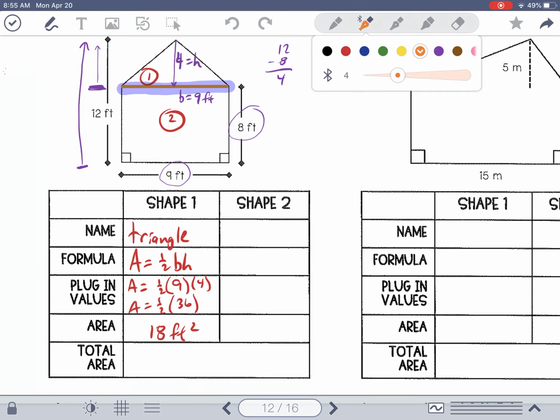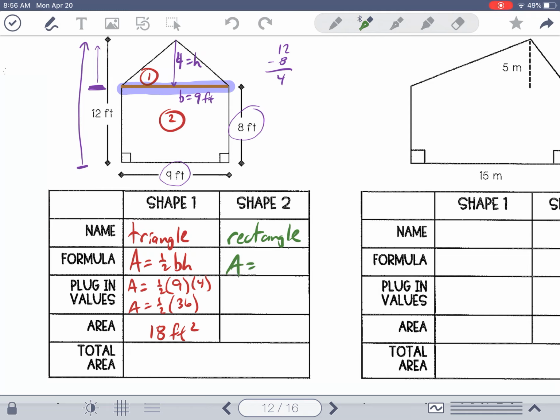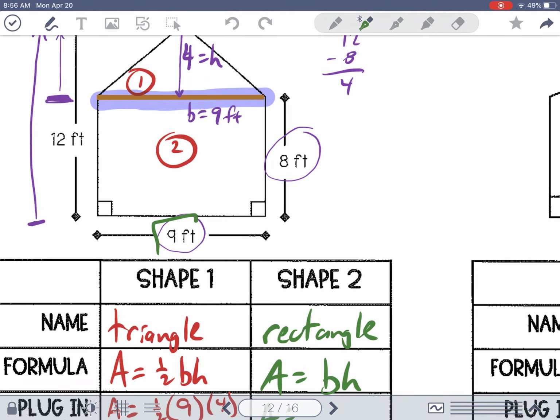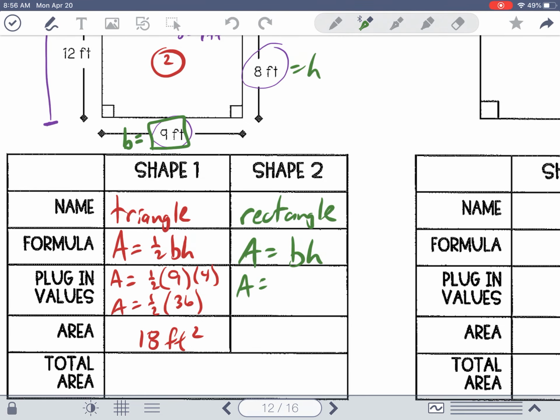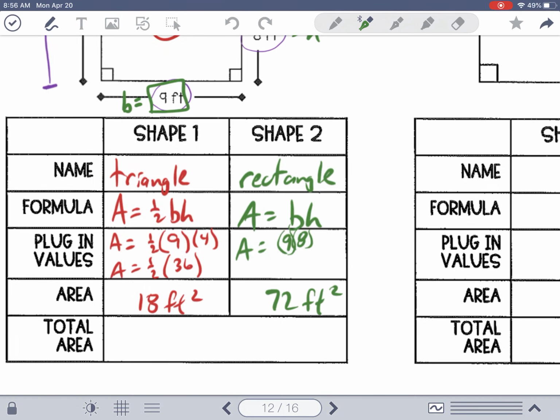Okay, the second shape, use the green there, is a rectangle. The formula for a rectangle is area is base times height. Let's plug in those values. Here's our base, which is 9, and here's our height, which is 8. So now we're going to have 9 times 8. So the area is 72 square feet.